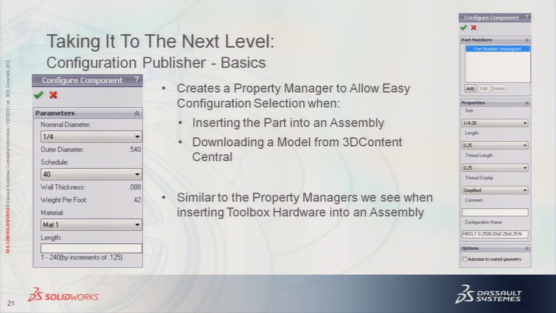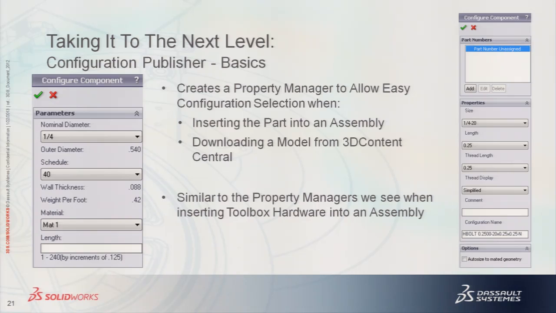What we get when we generate this is similar to the property managers when we're inserting toolbox hardware. You can see left-hand side of the screen, we got configure component. That's our config publisher that we generated. Right-hand side of the screen, that's a toolbox component. Those two look identical. We built the one on the left-hand side, though. SolidWorks built the other one for us with the toolbox functionality. How many of y'all use Toolbox now to add hardware to your assemblies? So that column on the right side looks familiar to you, where you pick out the properties.